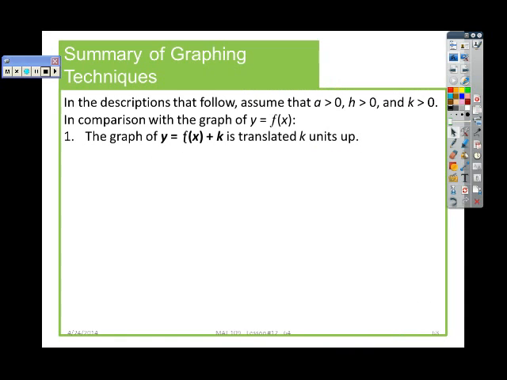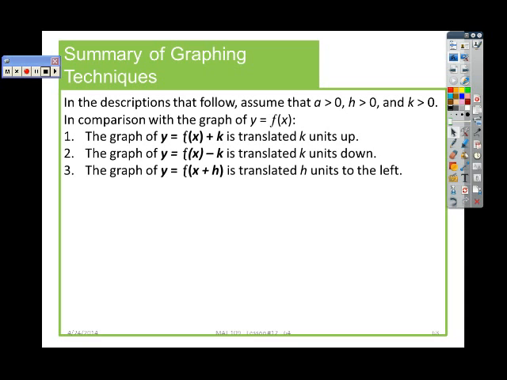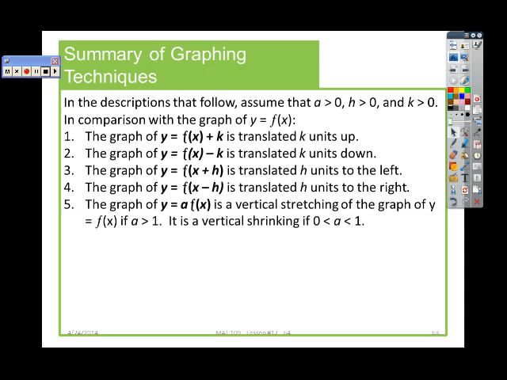So, summarizing all the different things we've looked at, if you take a function and you add something outside, that's like translating it up by that many units. If you subtract, you move it down that many units. If you add inside the function, you translate it to the left. If you subtract, you translate it to the right.